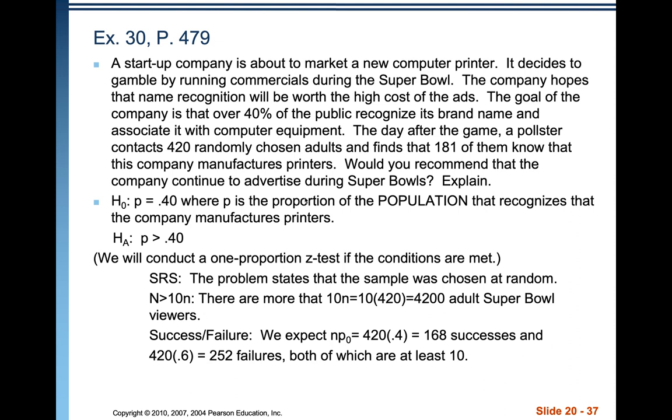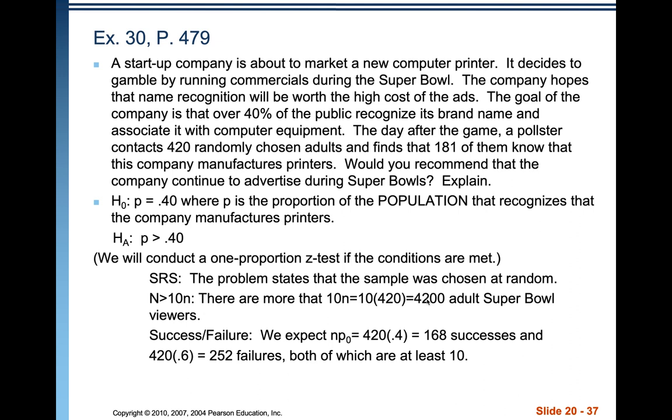The problem states that the sample was chosen at random. There are more than 10 times the sample size. Notice I'm showing all these calculations; it seems silly to even show them, but it communicates that you know which values went into creating the value of interest. So you need to show them. 10 times 420 equals 4,200 adult Super Bowl viewers. Yeah, the audience is much bigger than that.